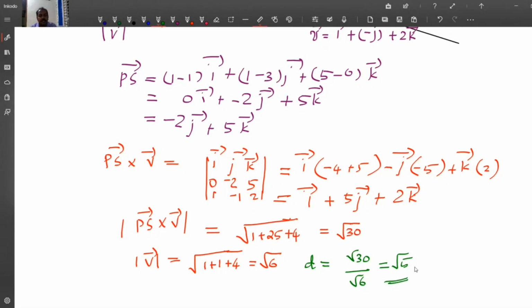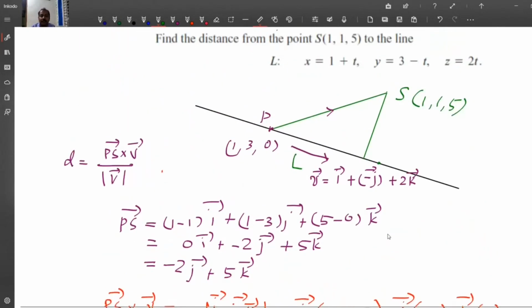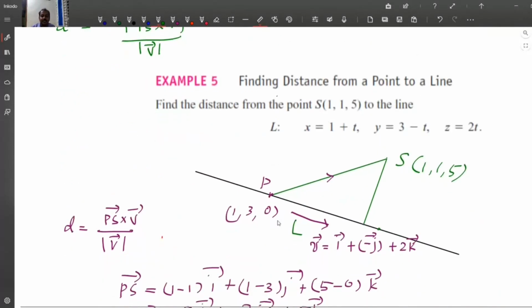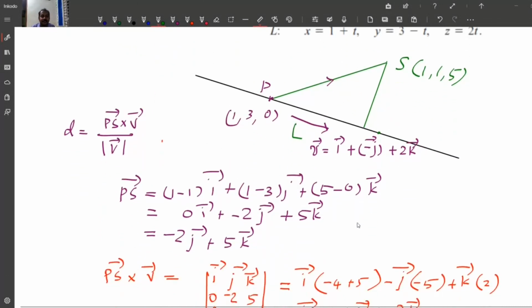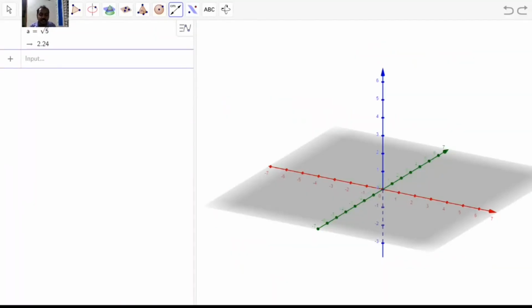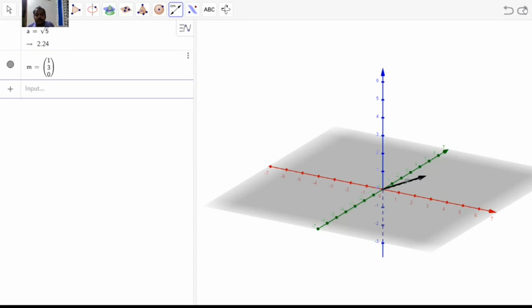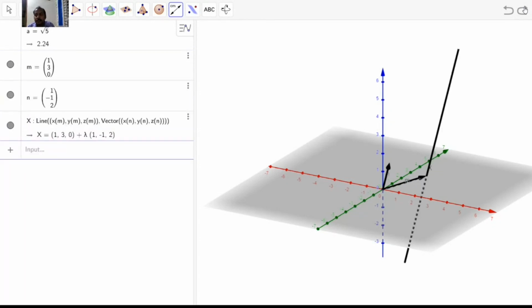Now you can verify this. All these things are true. So you consider GeoGebra again. So this distance is root 5. We can verify that example using GeoGebra. Consider A equal to root 5, approximately 2.24, corrected to 2 decimal places. Now consider these two vectors and the line.